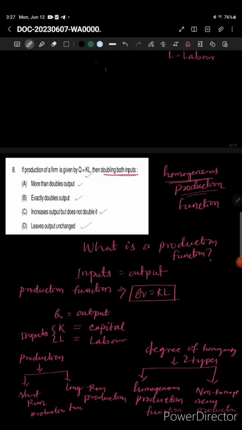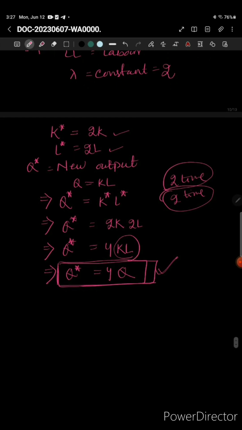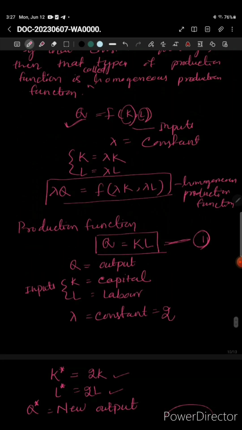So here the question is, if the production of a farm is given by, so come to here. So this is not a kind of homogeneous production function. This is a non-homogeneous production function. So now come to the question.